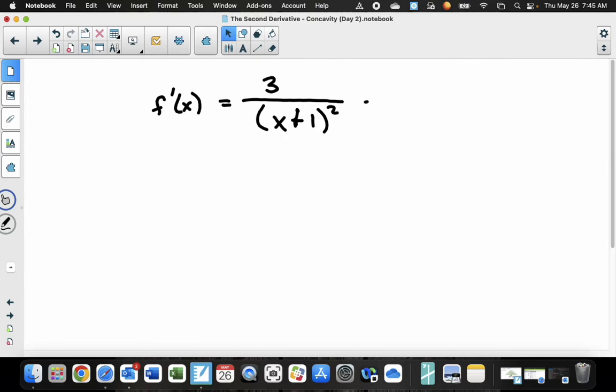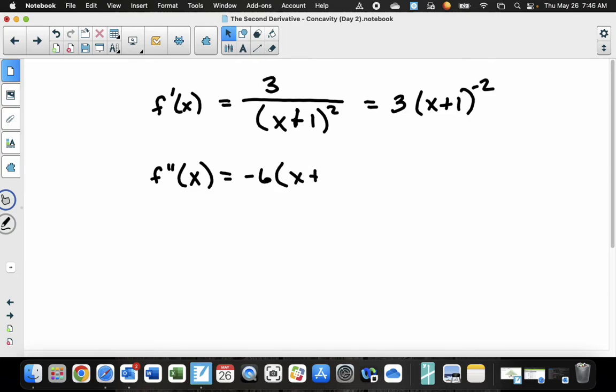So I'm going to rewrite this one to make it easier as 3 times the quantity x plus 1 to the negative second power. And now you can do a chain rule type problem instead. Not that you can't do a quotient rule, you can, if you'd rather do it. But you can also do it this way. So second derivative, if we start taking the derivative, I'm going to bring that out front, we get negative 6 times x plus 1 to the negative third power.